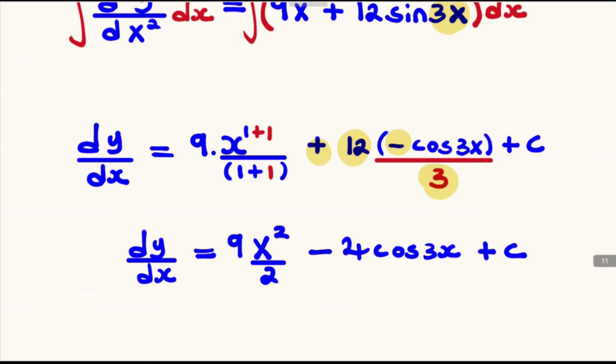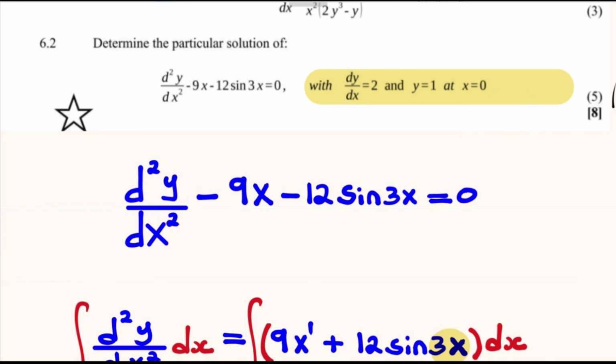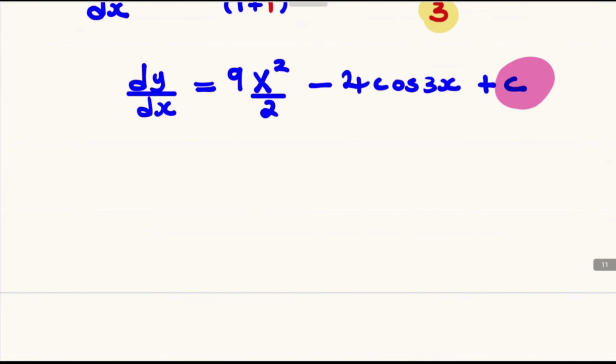So we were told to determine the particular solution. They wanted the numerical value of the c, and we are given those initial conditions. The initial conditions state that when x is equal to 0, y is equal to 1, and dy/dx is equal to 2.